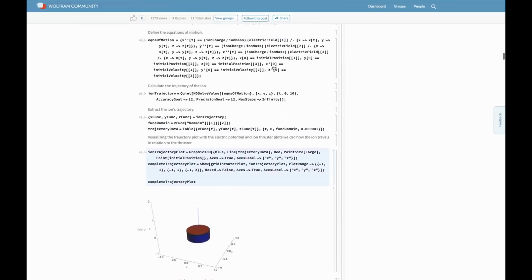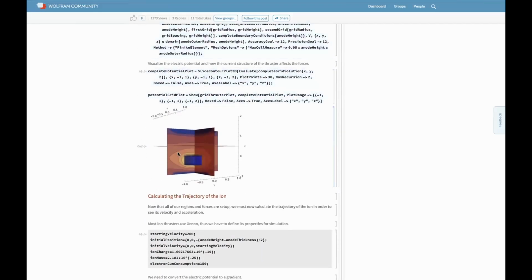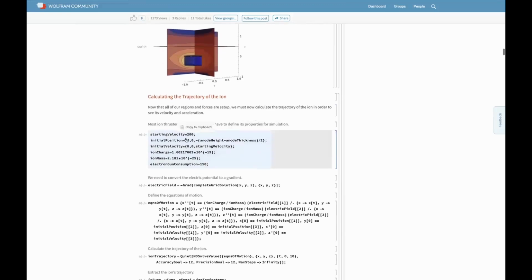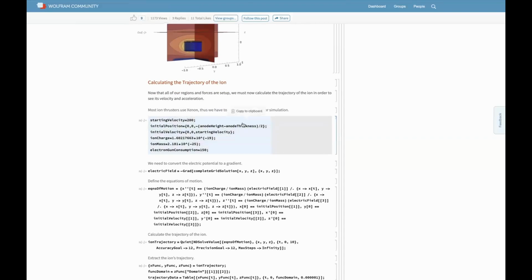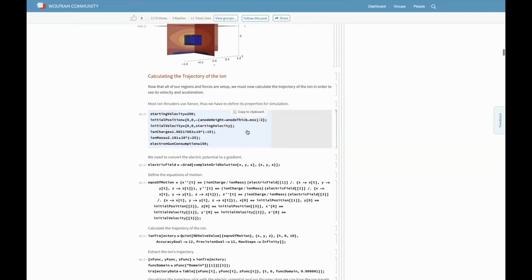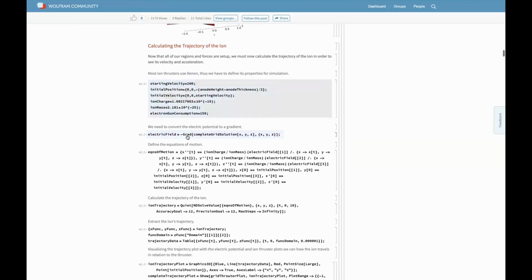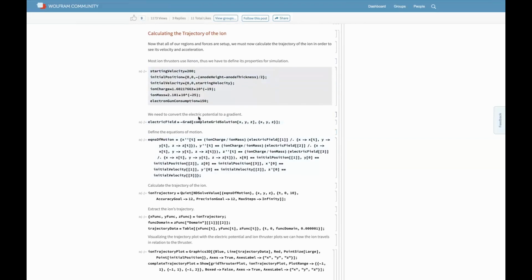And then, given the electrostatic field, I also inputted basic values, like I assumed the initial velocity of the propellant, and also the charge of the ion. I just used xenon. That's a very typical propellant. I used the charge of xenon. I found the mass of a single xenon ion.